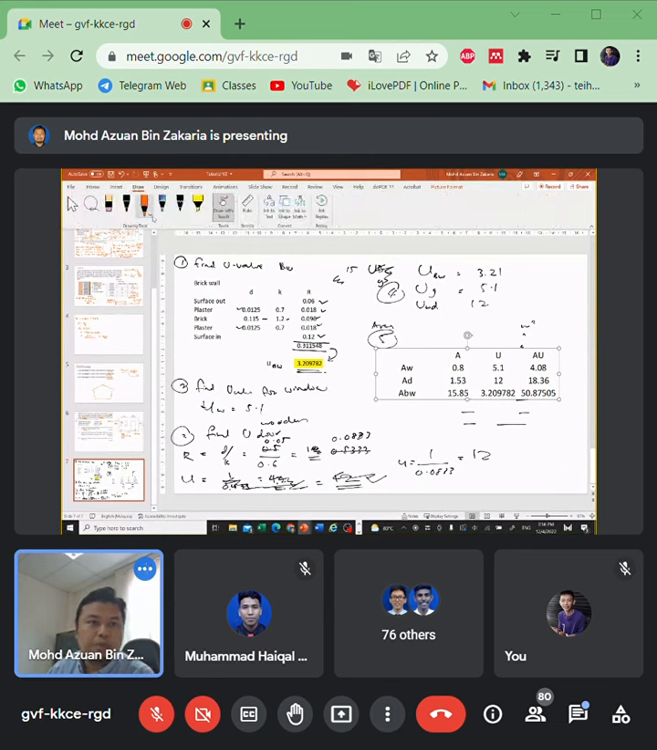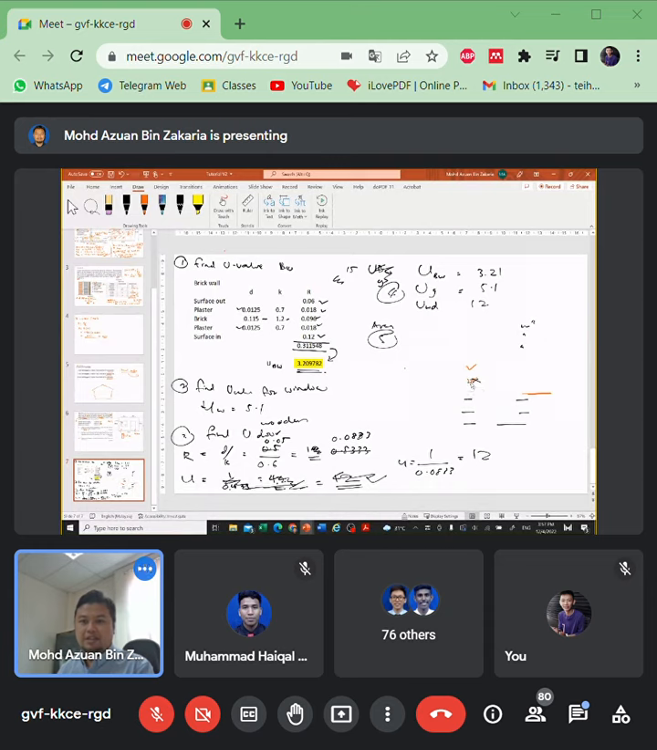Okay, area window 0.8, area door 1.53, area brick wall 15.67. Right, this is the final one. Voila.